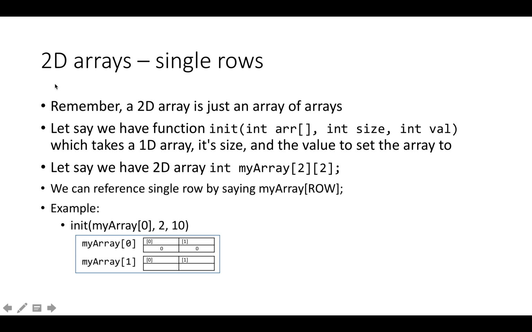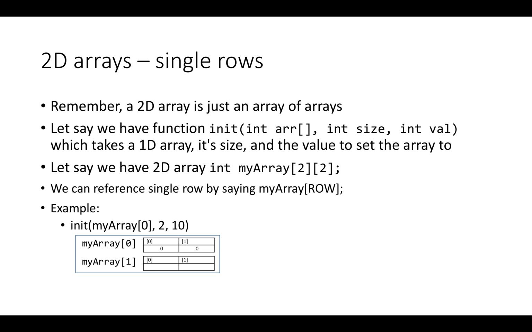So remember that a 2D array is just an array of arrays. Let's say we have a function which takes a single array, size and the value we want to set it to. That's the init function that we dealt with a lot on Friday. That function takes a 1D array, a size, and the value to set the array to. Let's say we have a 2D array, my array. It's 2 by 2, so it has rows 0 and 1 and columns 0 and 1. We can reference a single row by saying my array and then providing a row number.